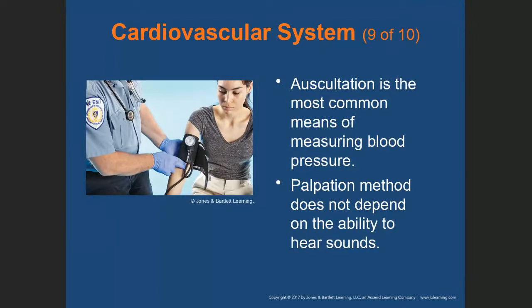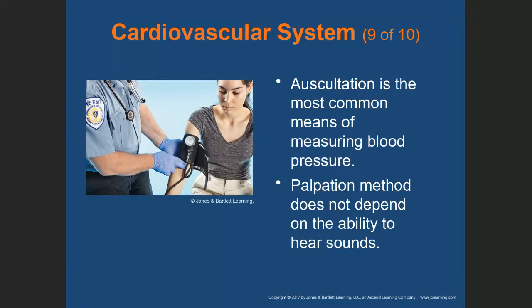Now, the method that we use to obtain a blood pressure in the field is the combination of the auscultation and palpation methods. Auscultation is the most common means of measuring blood pressure. The palpation method does not depend on the ability to hear sounds. And back in the past, we used to use the palpation method if we were in an environment that is very noisy, where we can't hear properly.